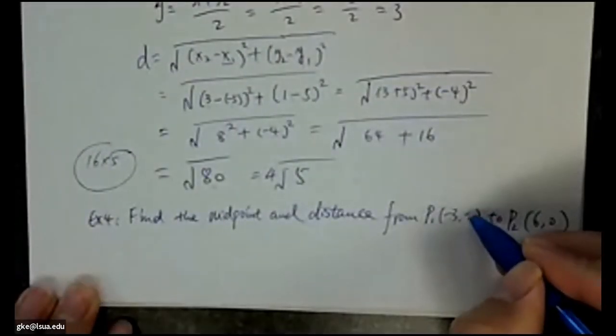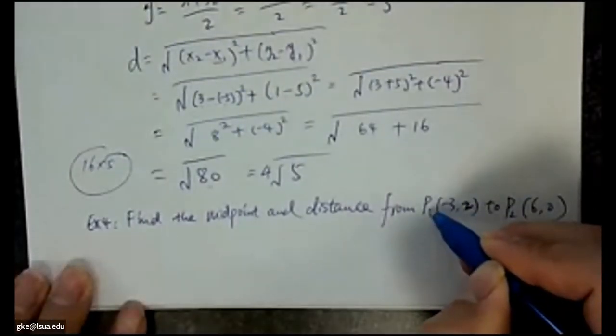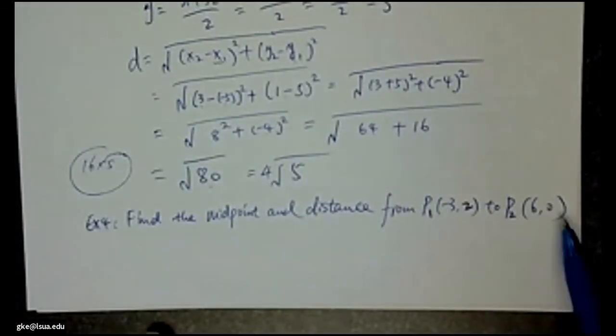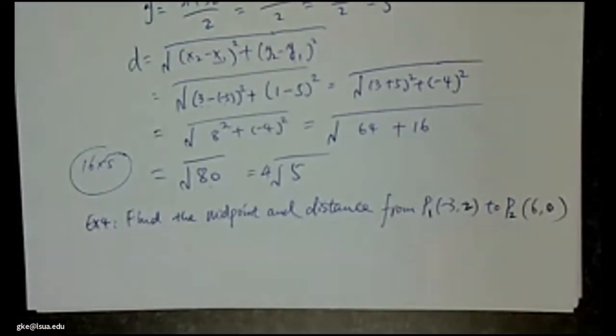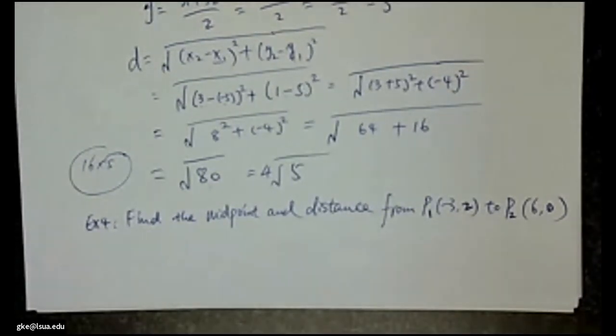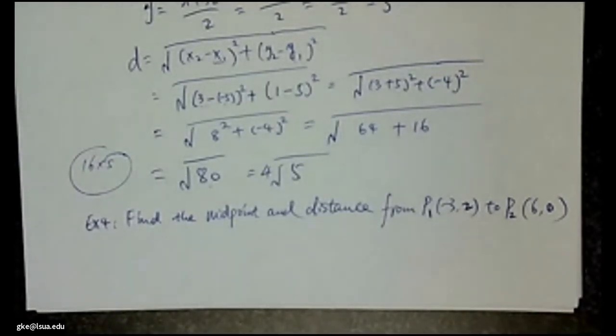Is that -3 and 1? Try it by yourself. Middle point, right? Middle point, the average of the x-coordinates and the y-coordinates. And distance, you learned from last class, right? It's a good chance for you guys to do some practice of the distance formula. Okay, let's try it.